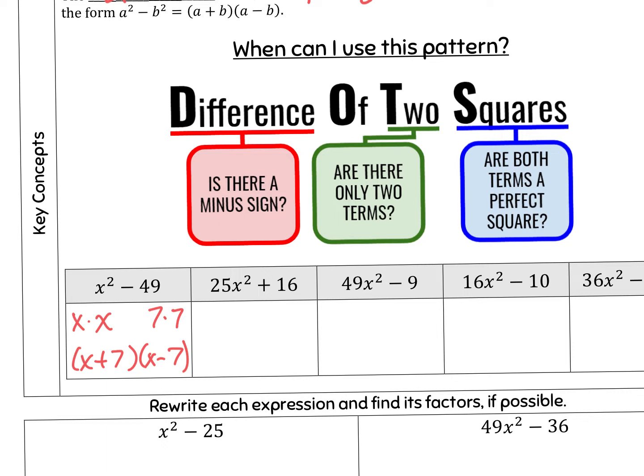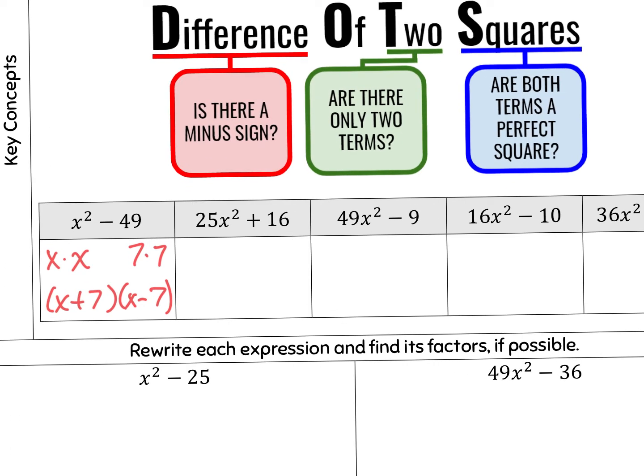All right, so look at the next one. Is this one a difference of two squares? 25x squared plus 16. Since there's no minus sign, this cannot be a difference of two squares. Okay, so it is not a difference of two squares. I'm using dots to abbreviate difference of two squares.